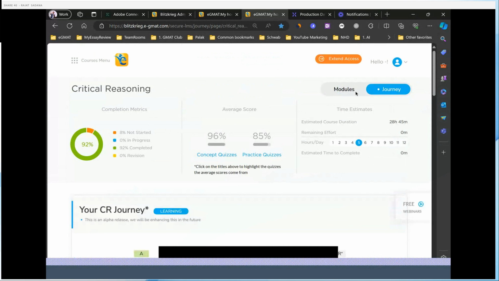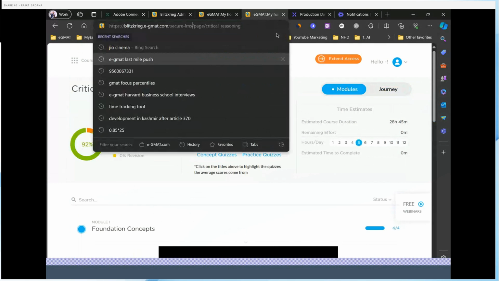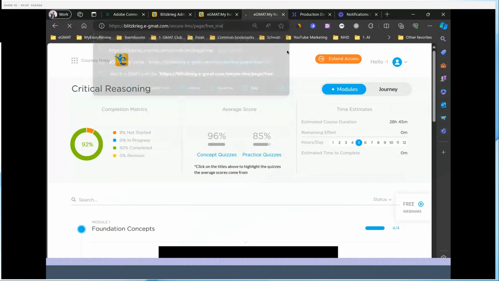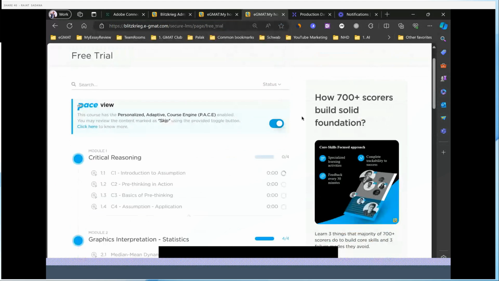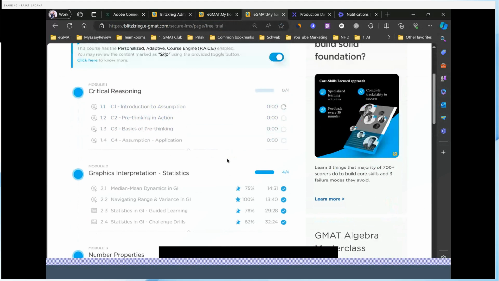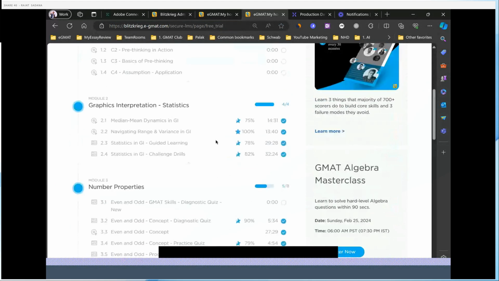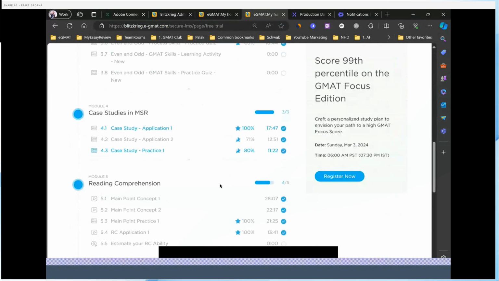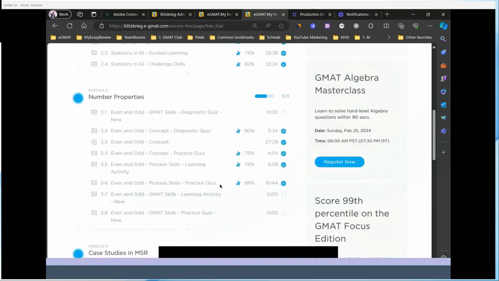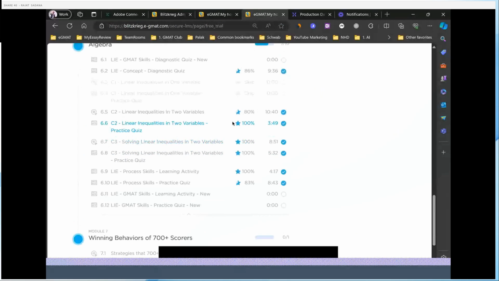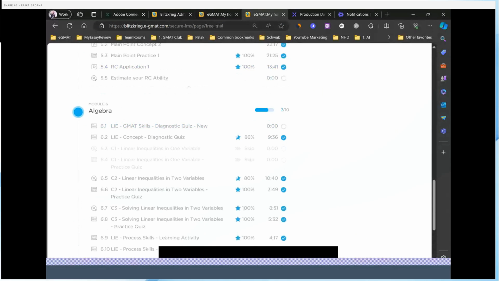Okay, if you are someone who was a free trial user, you can sample some of these files by going to the free trial here and looking at the critical reasoning files. We can do some GI, some number properties. You can do some MSR and RC as well. We have the algebra session tomorrow. You can also do some algebra files.